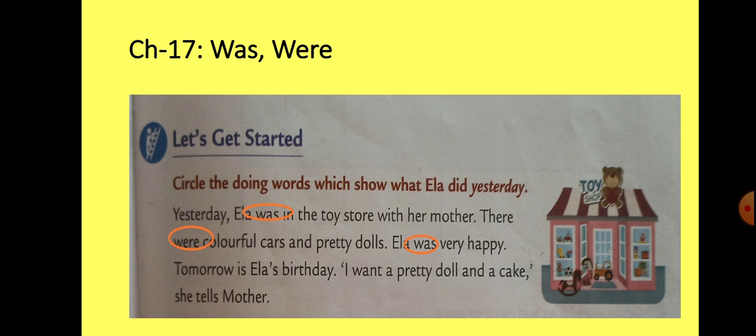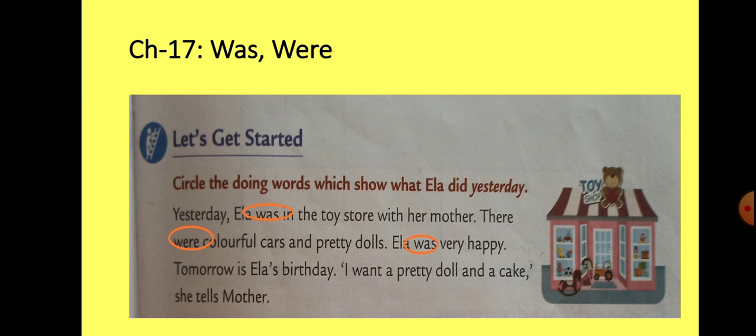So yesterday Ela was in the toy store with her mother. So where was she? Yesterday she was in the toy store. So which word tells us that it is about yesterday? Was. So circle that. There were colorful cars and pretty dolls. So here, which word tells us about the state of being? There were is the helping verb in the past.